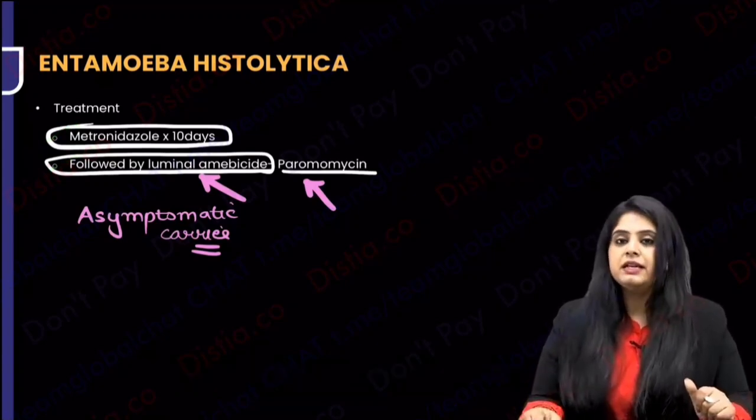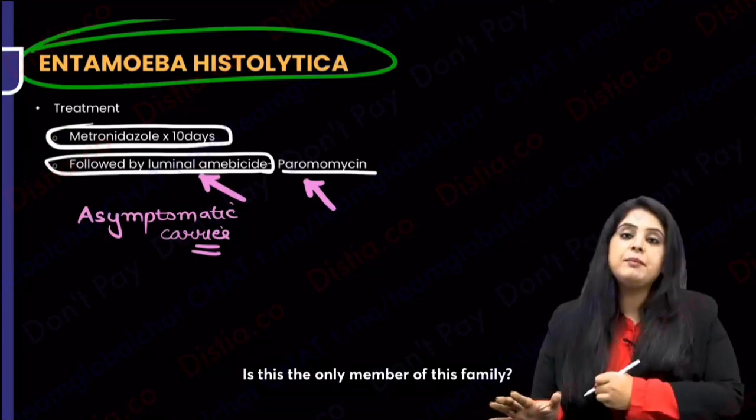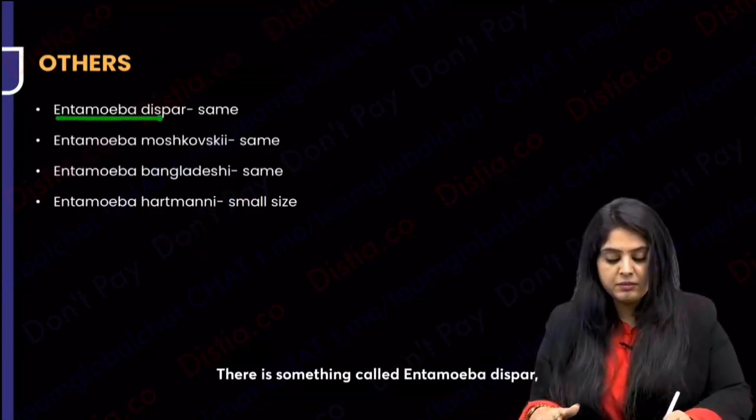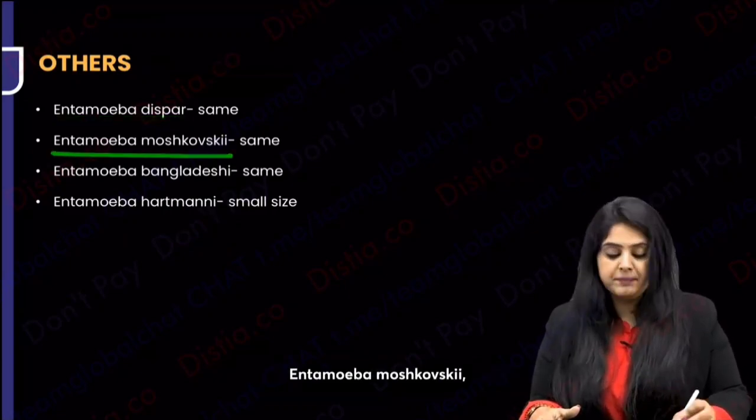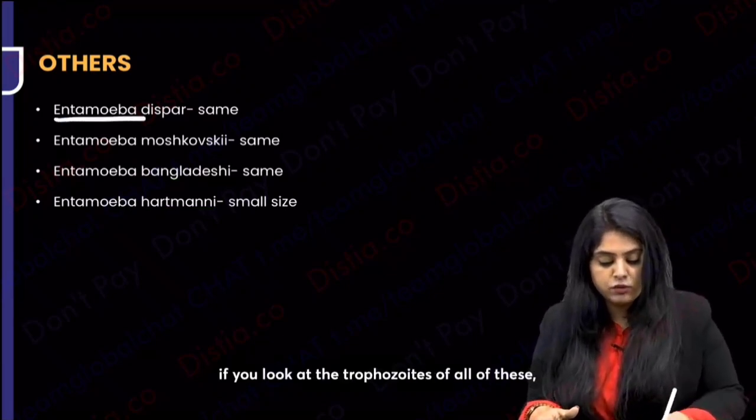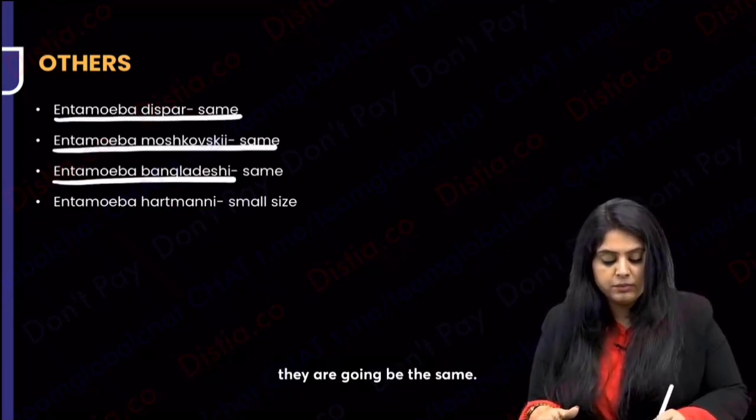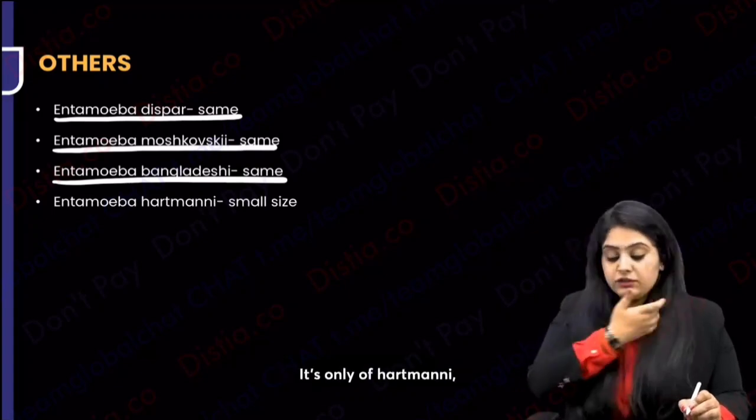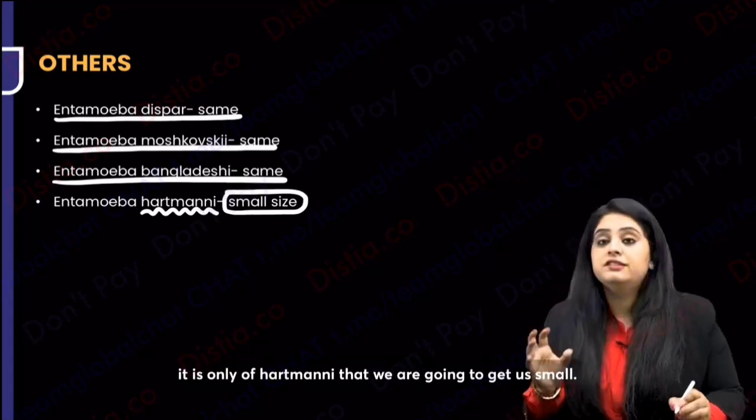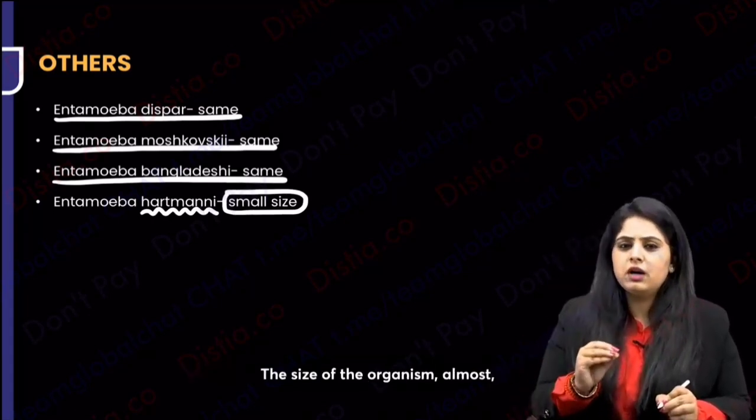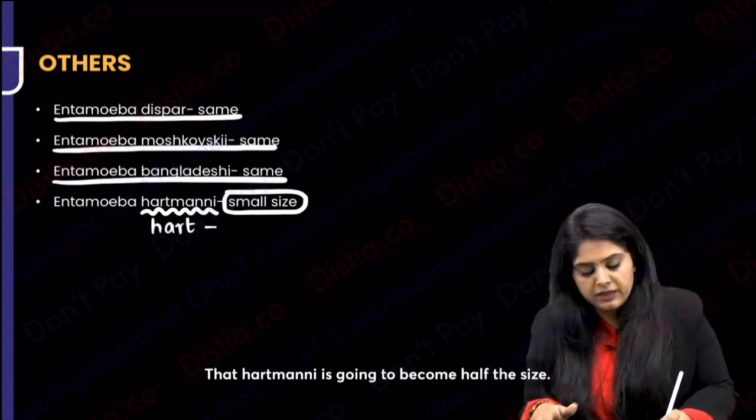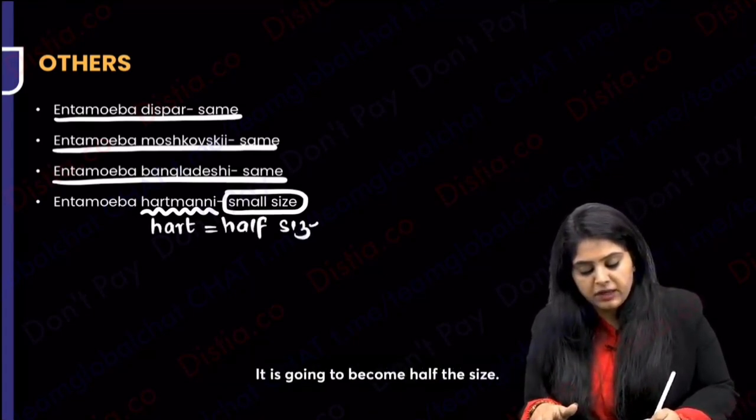Now guys, tell me something. Is this the only member of this family, Entamoeba histolytica? No. Have a look at this. There's something called Entamoeba dispar, Entamoeba moshkovskii, Entamoeba bangladeshi, Entamoeba hartmanni. Let me tell you that if you look at the trophozoites of all of these, they are going to be the same. It's only of hartmanni that we are going to get a small size. The size of the organism, the way I've learned it, hartmanni becomes half. That is how we learn it. Hartmanni is going to become half the size.